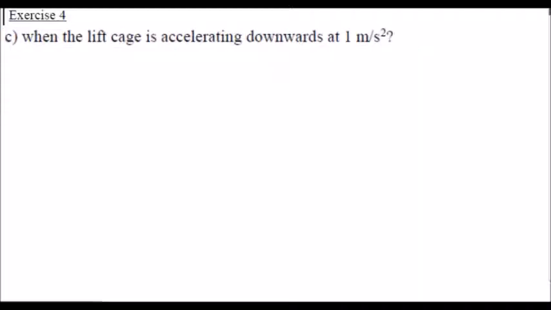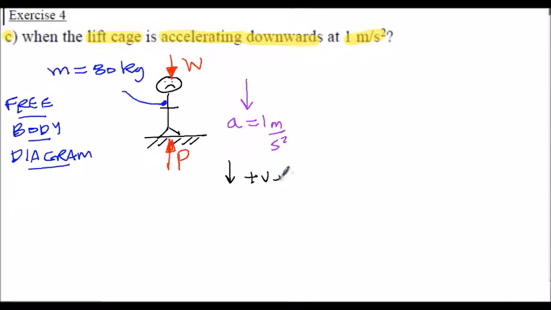So exercise 4, this is now part C. We've got to consider the situation when a lift cage is now accelerating downwards at 1 meter per second squared. So we've got to find the force between the floor and the man's feet. Again, as always, going to draw the free body diagram. So it's just shorthand notation for positives, what I'm using there. Positive sense is downwards here, and that's because the acceleration is down in this case.